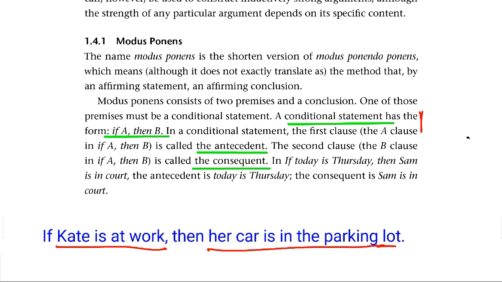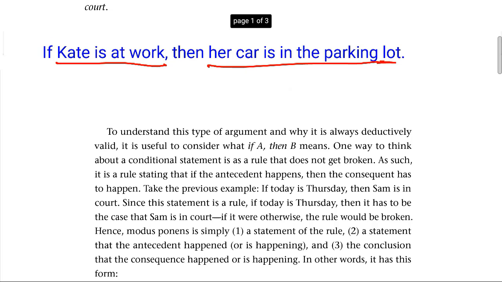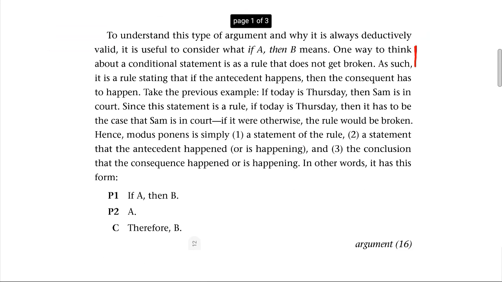There's a lot to know about the conditional, but one good way to start thinking about it, discussed on the next page, is to think of it as a rule. It says that if the first thing, the antecedent, happens, then the second thing, the consequent, has to happen. So in our sentence, if Kate is at work, then it has to be the case that her car is in the parking lot. That's our rule. Let's see quickly how this works when we have a conditional in an argument.